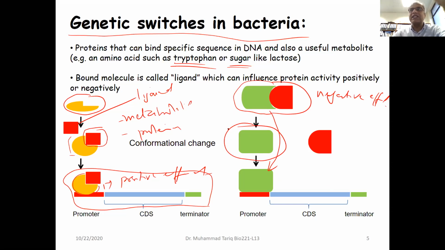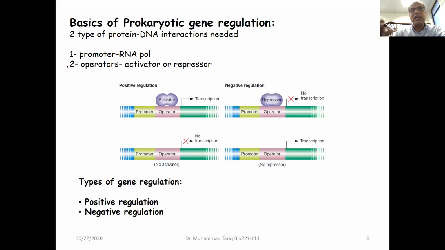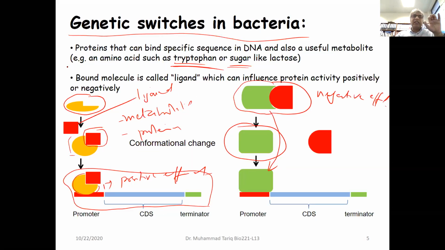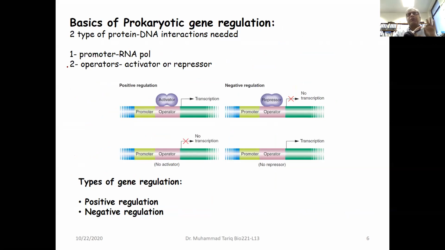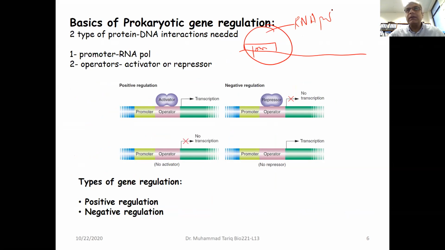Both of these examples, such switches, they exist. If you go and read about tryptophan operon, you will find a different kind of gene regulation as compared to what we are going to see today. In order to achieve such genetic switches, as I just showed you on this slide, there are two types of protein and DNA interactions which are required. One is indeed you need to have gene promoter. So this is the promoter. And on promoter, RNA polymerase binding is required.